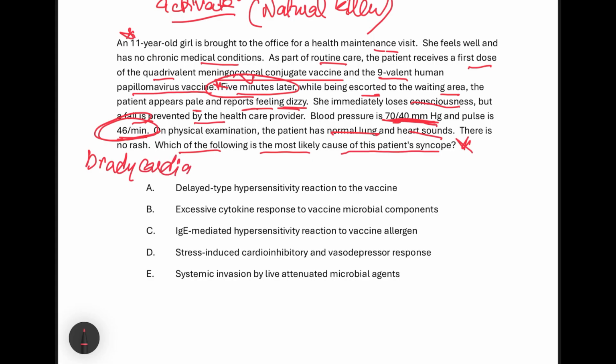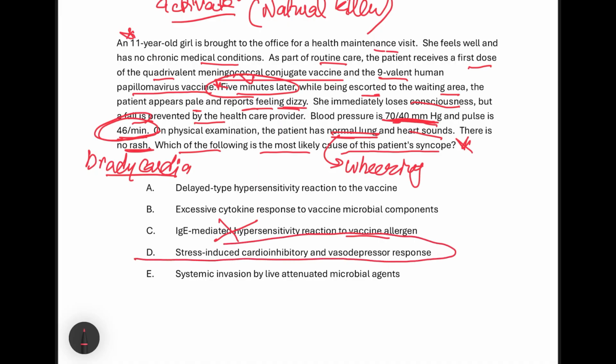In anaphylactic reaction, we are having tachycardia. And secondly, the patient has normal lungs, but in anaphylactic reaction, there is wheezing. There is no rash, but in anaphylactic reaction, there is a rash on the skin. So, it is not a case of IgE-mediated hypersensitivity reaction to vaccine allergy. It is a case of stress-induced cardioinhibitory and vasodepressor response.